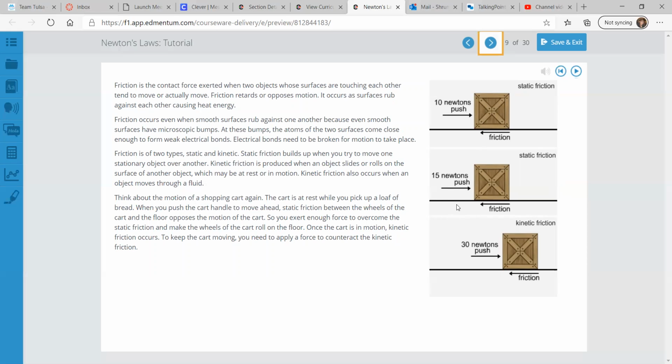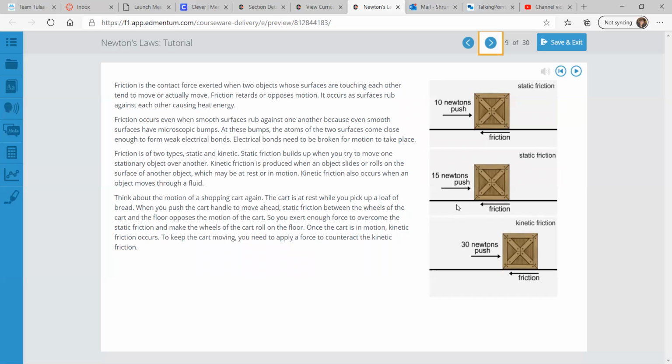Now, we have two types of friction. They're static and kinetic. Static friction builds up when you try to move one stationary object over another. Kinetic friction is produced when an object slides or rolls on the surface of another object, which may be at rest or in motion. Kinetic friction also occurs when an object moves through a fluid.